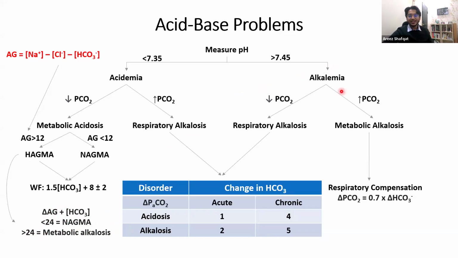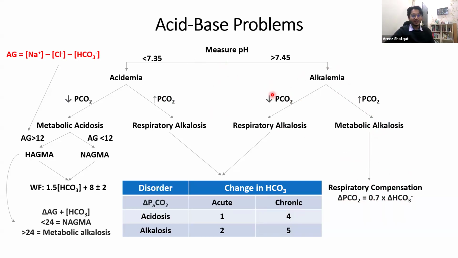Good. Then you move on to metabolic alkalosis. So pH is up, PCO2 is up, going in the same direction: metabolic alkalosis. Respiratory compensation is calculated by delta PCO2 equals 0.7 times the change in bicarbonate. So in metabolic alkalosis, bicarbonate rises to 32 from 24. The change is 8. 0.7 times 8 equals 5.6. So the PCO2 should increase by 5.6.